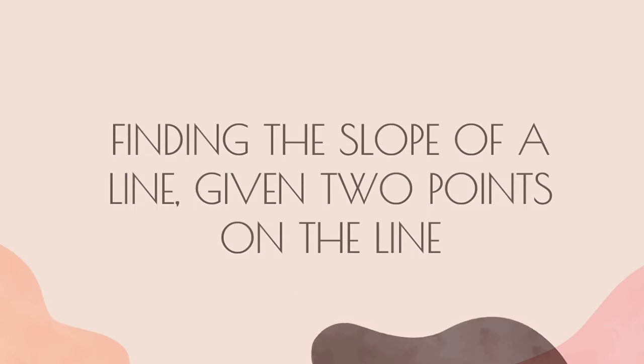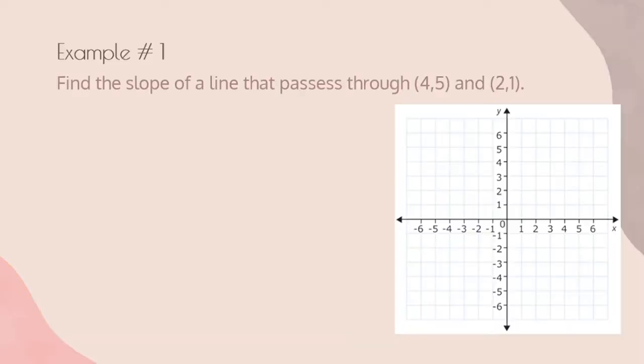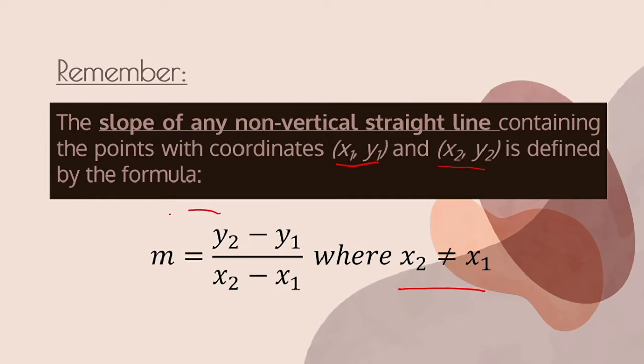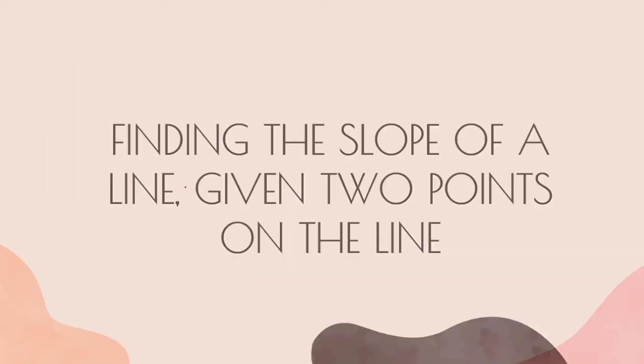Then we're going to move forward with finding the slope of a line given 2 points on the line. How are we going to solve this? We're going to use the formula m is equal to y sub 2 minus y sub 1 over x sub 2 minus x sub 1. This is the formula that we use to find the slope of a line given 2 points.